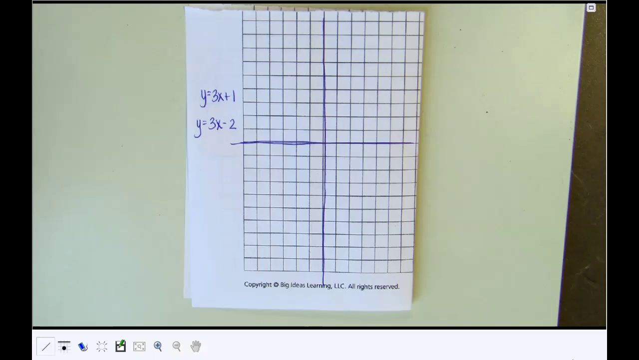This one starts at -2. Starts at -2. And the slope tells you to go up 3, right 1.